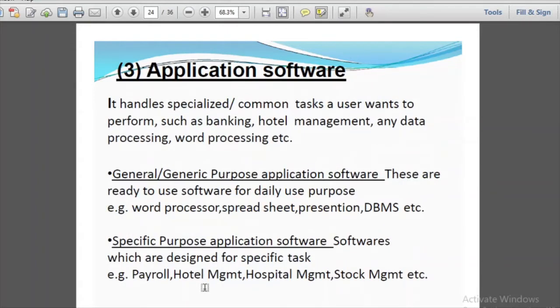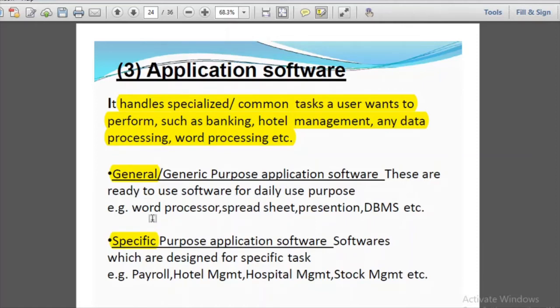Next comes the application software. It handles specialized common tasks as a user wants to perform. Specialized tasks such as banking, hotel management, etc. So there are basically two types of application software. First is general, second is specific. General means they are ready-to-use software for daily purposes, right?